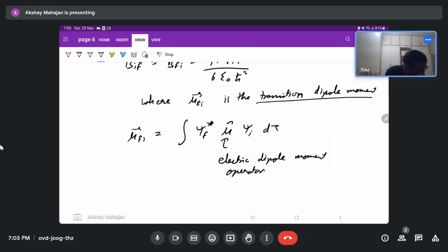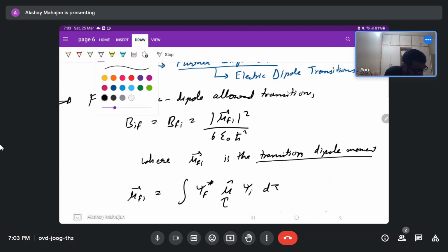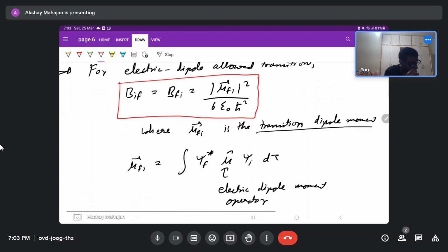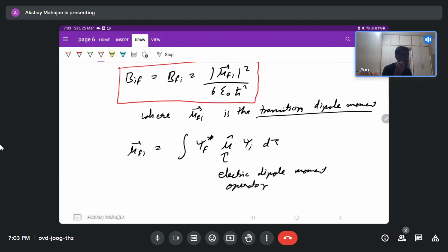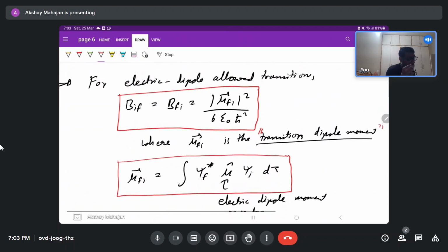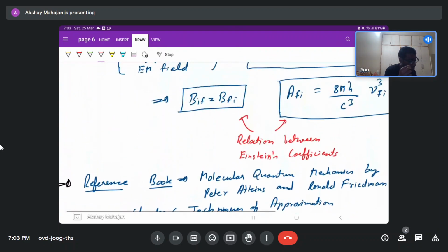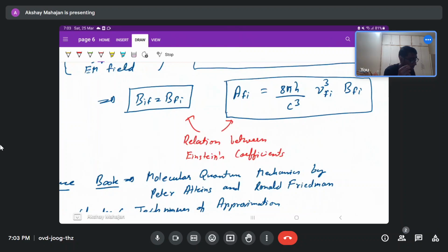Right. So basically, this is the formula that we are going to use, and for this you can go to that reference and understand how this formula comes. But basically, we just need to find this transition dipole moment, which is given by this. Then we just have to put that transition dipole moment in the above formula, and that will give us this coefficient for stimulated emission.